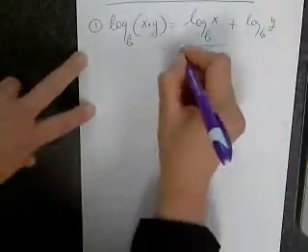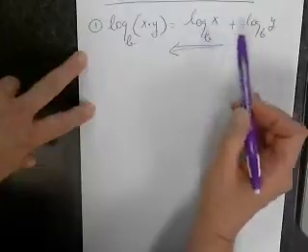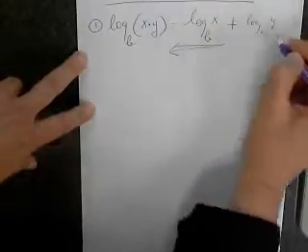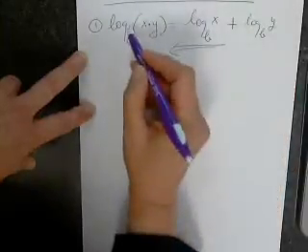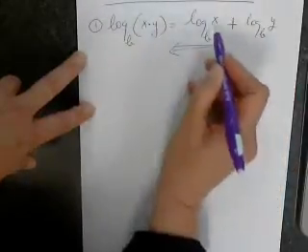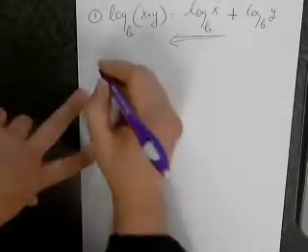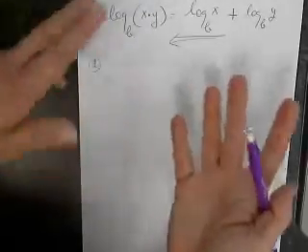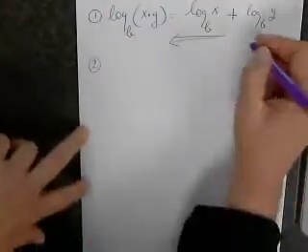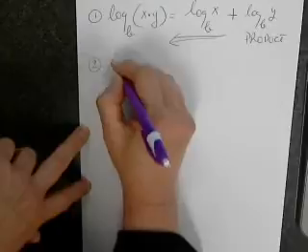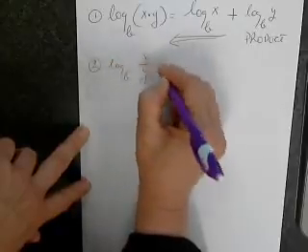And also backwards. So if I have a sum of two logs and they have the same base, this expression is nothing else but log base b of the product of the two expressions. So it goes back and forth. The second property, of course, this is the product rule. There is a rule for a ratio.